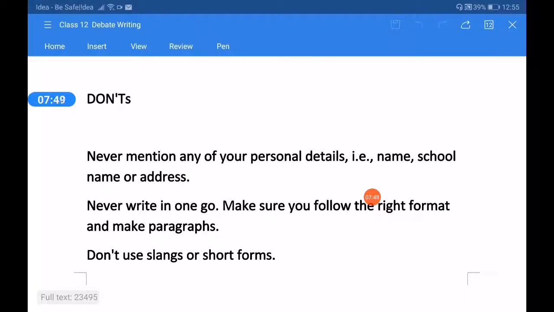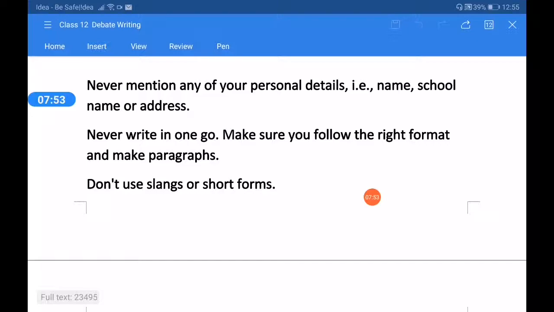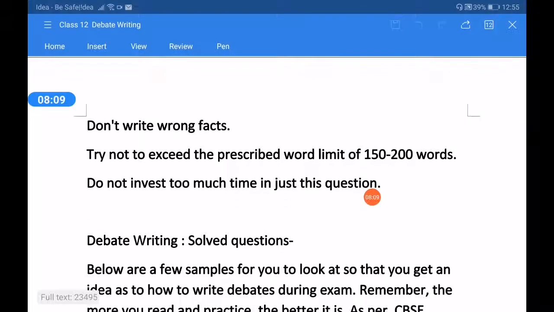Don'ts, it means you have not to do these things. Never mention any of your personal details like name, school name, or address. Never write in one go. Make sure you follow the right format and make paragraphs. Don't use slangs or short forms. Don't write wrong facts. Try not to exceed the prescribed word limit of 150 to 200 words. Do not invest too much time in just this question.